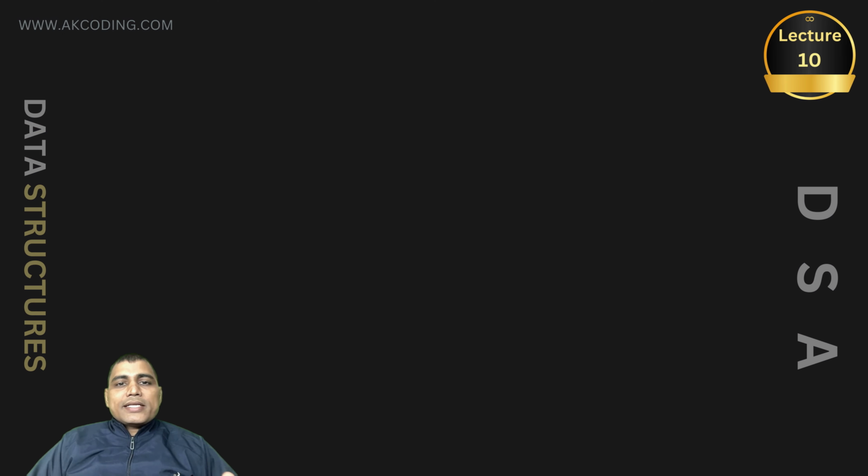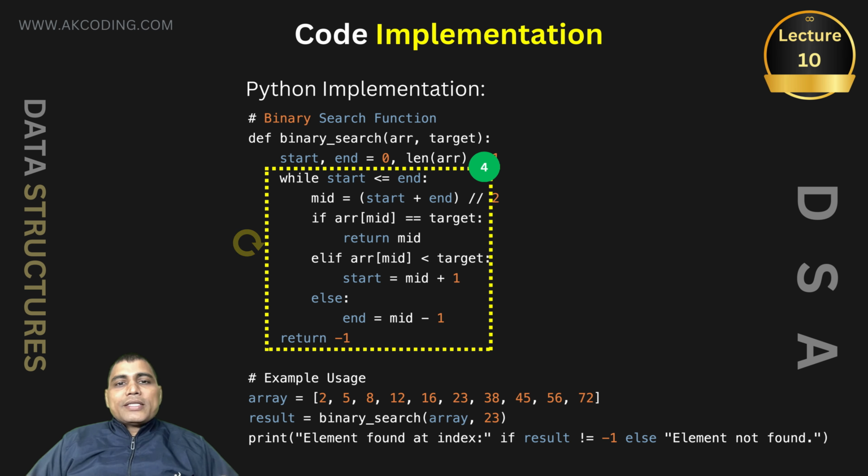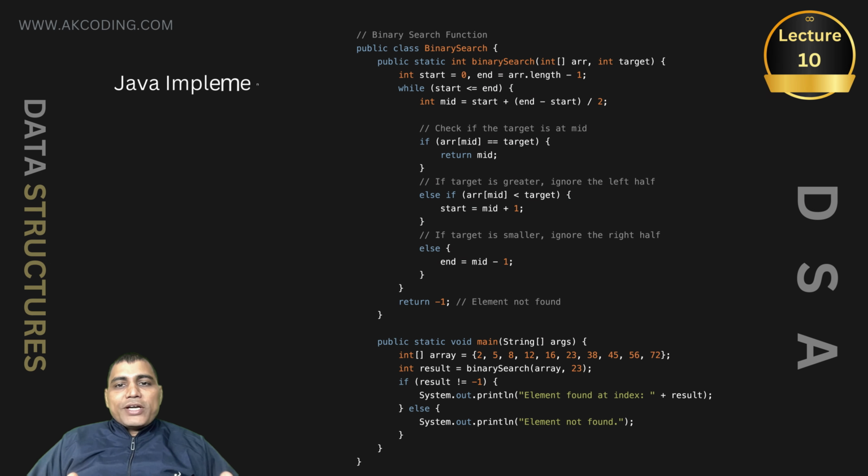Now let's translate this into code. I will show you the implementation in Python and Java. Step number 1, start with 2 pointers. Step number 2, calculate the middle index of the array. In step number 3, compare the middle element with the target value. Step number 4, repeat this process until you find the element or the pointers overlap. This code is simple yet powerful. Feel free to pause and try it out yourself.